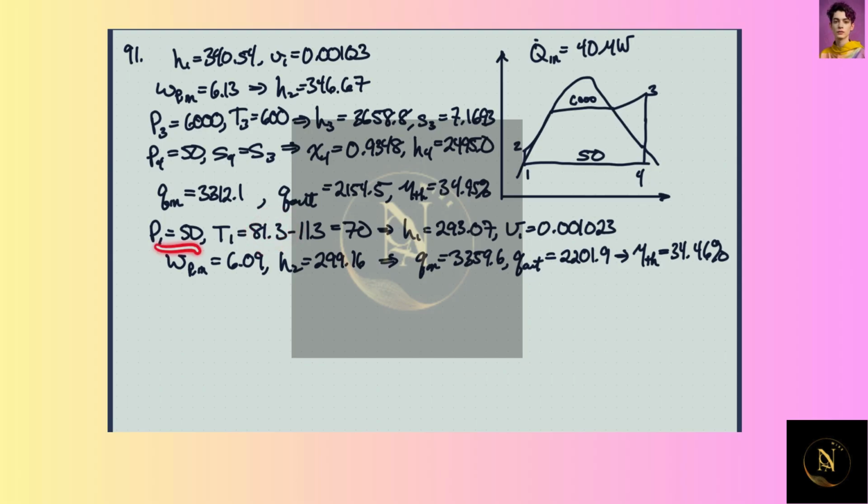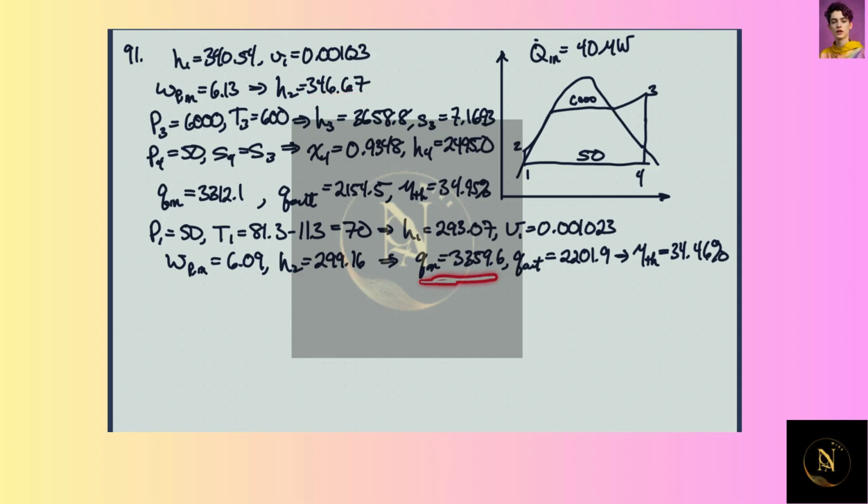And so now we have a pressure and a temperature at 1. So we can see that the enthalpy has now gone down somewhat. The specific volume has gone down a little bit. So the work going into the pump has gone down a little bit because this is a little bit less than this. The enthalpy coming out of the pump has gone down quite a bit.